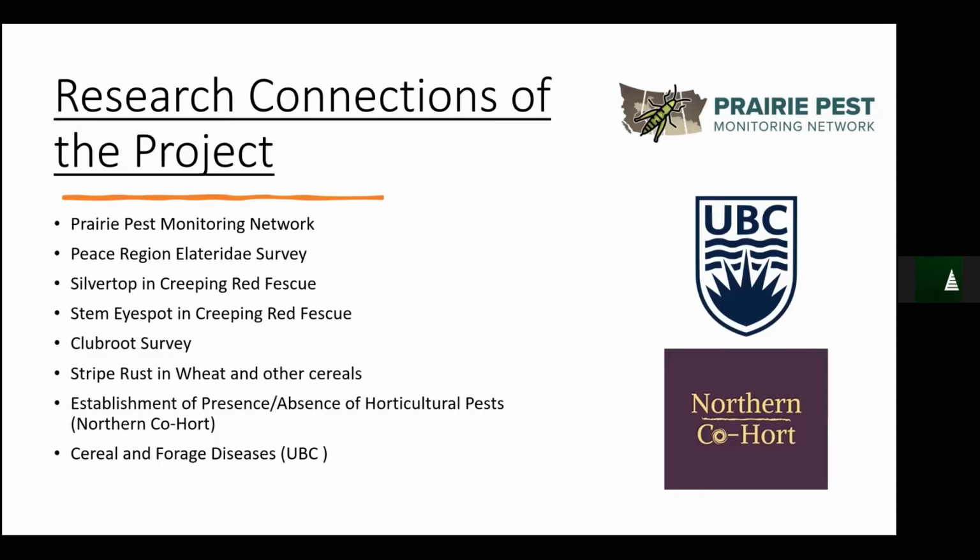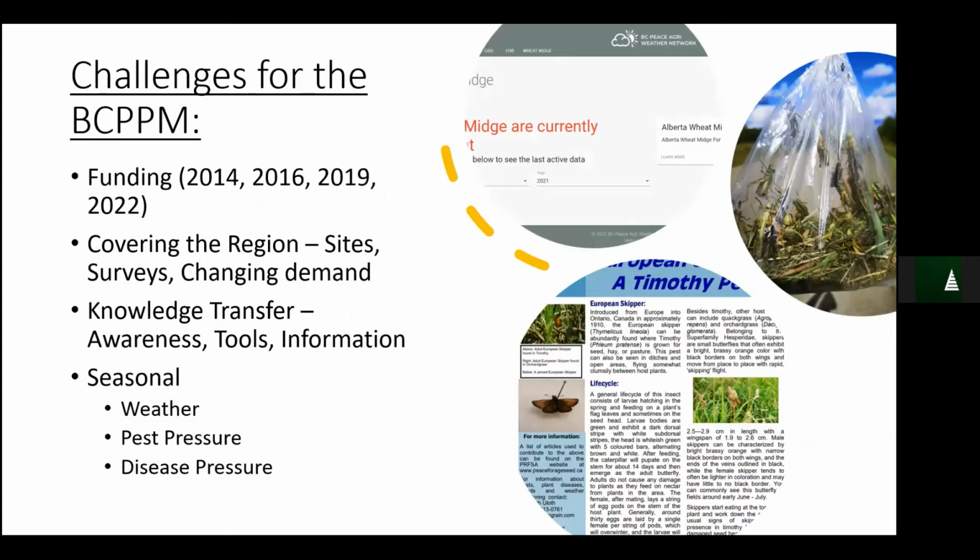He's been doing some genetic work with some of those diseases, and then the establishment of presence or absence of horticultural pests with the northern cohort, just to name a few of the things that we do. So some of the challenges for the BPM, the big one for us is funding.